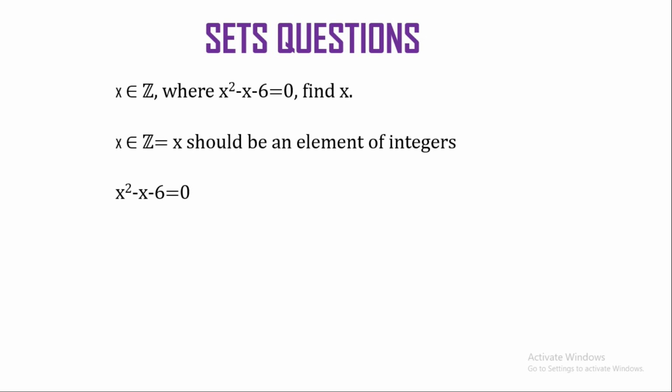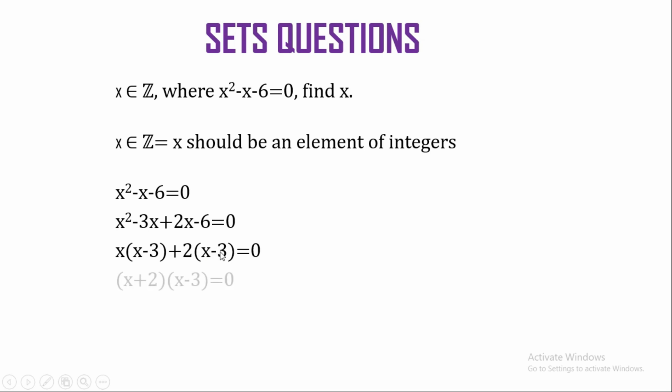So -3 and +2 will be represented as x. In this case, x squared minus 3x plus 2x minus 6 equals 0. We now need to collect like terms. Let's find the things common here. x is common to those two, so x in x squared is x, and x in minus 3x is -3. 2 is common to the other two: 2 in 2x is x, and 2 in -6 is -3, equals 0. So collecting like terms, x plus 2 times x minus 3 equals 0, which means x is equal to -2 and x is 3.